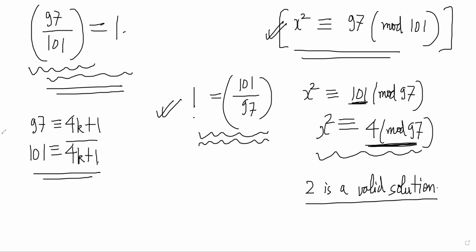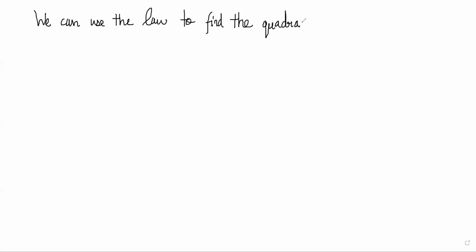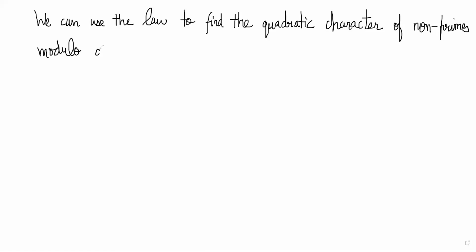Now let's see an application of this law. We can use the law of quadratic reciprocity to even find the quadratic character, basically whether something is a residue or not, of non-primes modulo a prime. So far the law was for two distinct primes, P and Q. Now what I will try to understand is what is 57 over 101, the Legendre symbol.